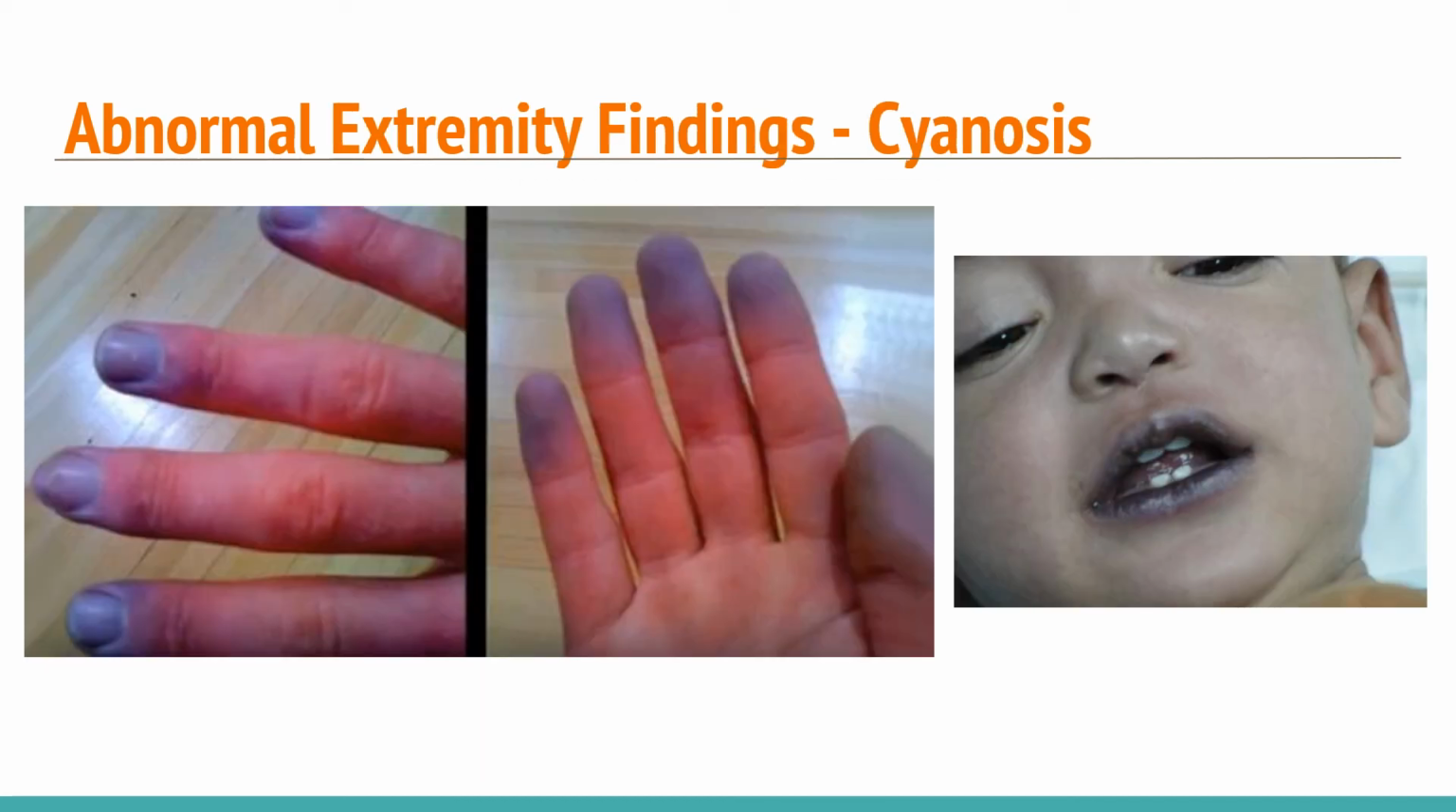Cyanosis. Part of your MRE is to list two abnormal extremity findings and what they could indicate. So cyanosis being one of them. We'll talk about a couple more in the next few slides. You can see this is really quite pronounced, and you can see it in the little baby there.